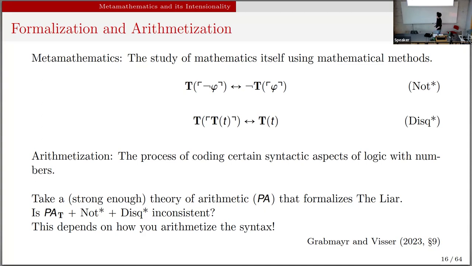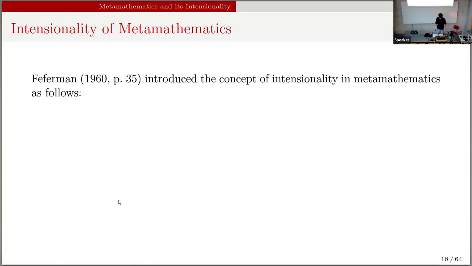So why does it depend on that? Well, we call this phenomenon the intensionality of metamathematics. And it was first introduced by Feferman in a very famous article. But roughly, by intensionality of metamathematics we mean that the process of arithmetization, so coding things to prove things in the end about what we code, has to be done in the right way, in the sense that we have to motivate and argue which mathematical choices we can make and which we cannot. So we have to argue which are the good choices and the bad choices in the process of arithmetization.